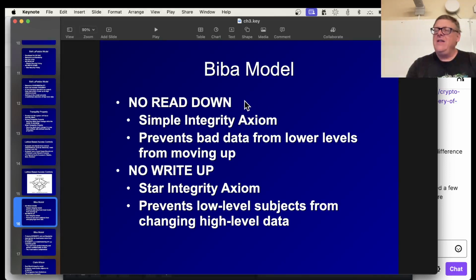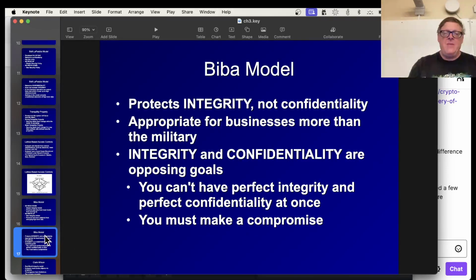Therefore, the high clearance level cannot read things at a lower clearance level, so they can't get the bad data from lower levels, corrupting them. And no write up means low-level subjects cannot change the high-level data. This protects integrity but not confidentiality. This helps you understand that integrity and confidentiality are opposing goals. You can't have both of them perfect at once.